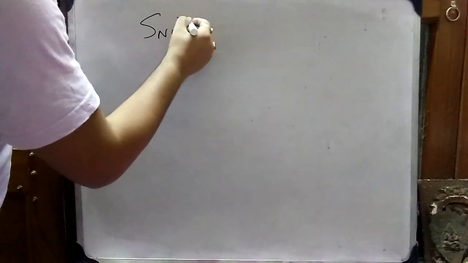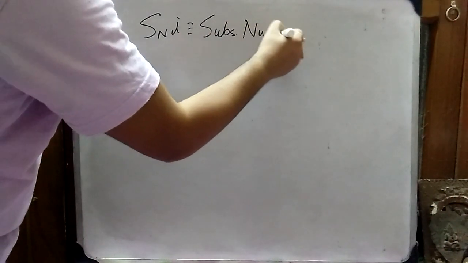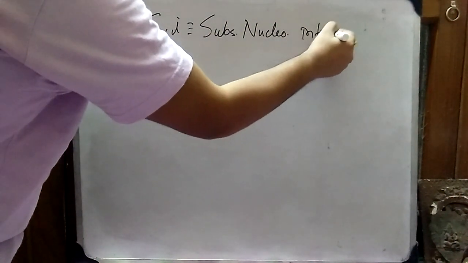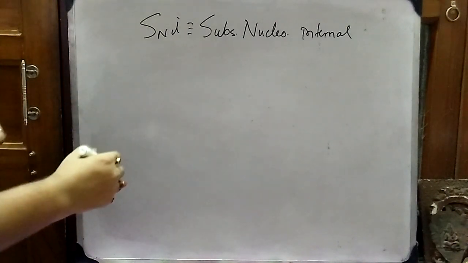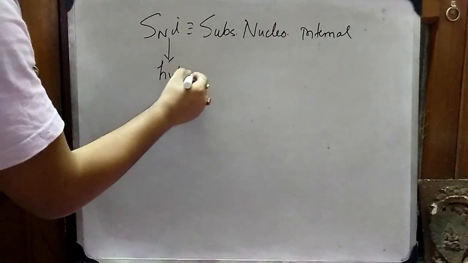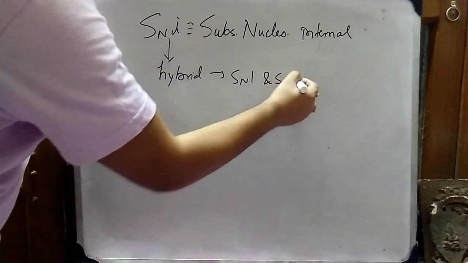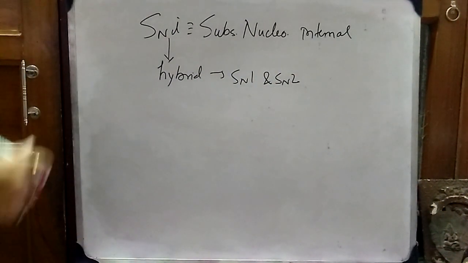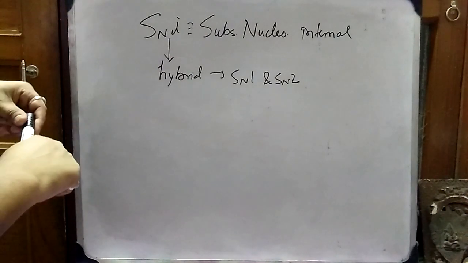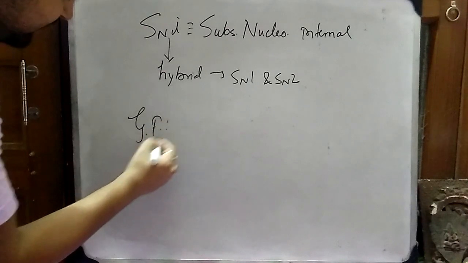So, today we are going to study about SNi reaction. The full form is substitution nucleophilic internal. We can say that SNi reaction is a hybrid of SN1 and SN2 reaction. Why? We will find it out in the mechanism part. But first, let us go to the general form of this SNi process.